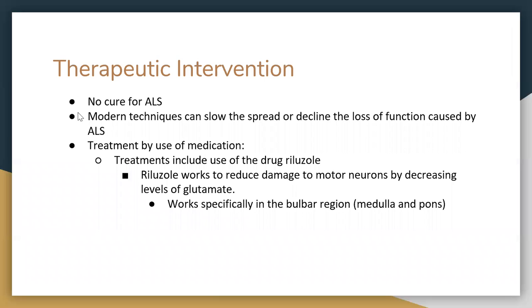Looking at therapeutic intervention, as there is no cure for ALS, modern techniques can slow the spread or decline the loss of function caused by ALS. And this can be done through the medication Riluzole, which works to reduce the damage to motor neurons by decreasing the levels of glutamate. And as glutamate is that excitatory neurotransmitter, this will decrease its levels. And this works specifically in the bulbar region.